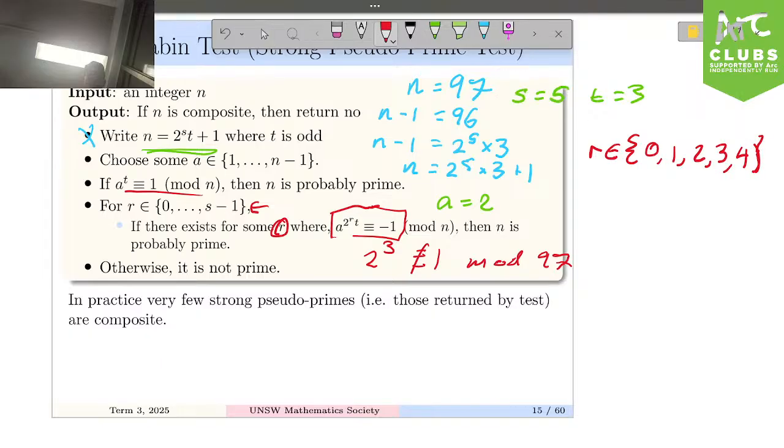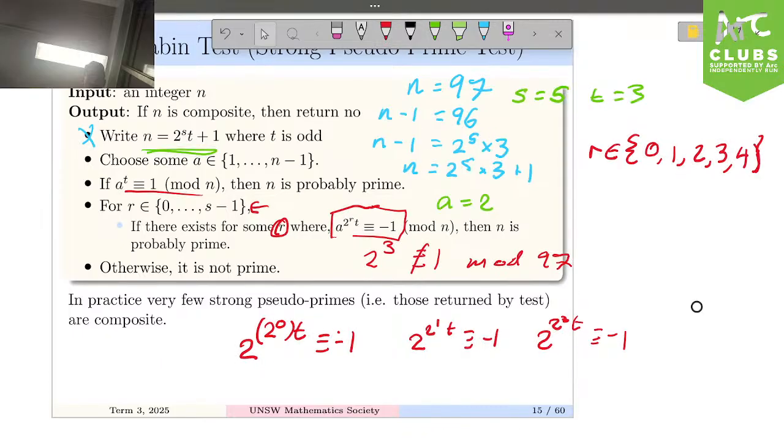And what we have to do is check if 2, which is my witness, to the 2 to the 0, t, is equivalent to -1. Is 2 to the 2 to the 1, t, equivalent to -1? Is 2 to the 2 to the 3, t, equivalent to -1? And what you will find is that when r is equal to, I think, 3 here, you put it into your calculator.